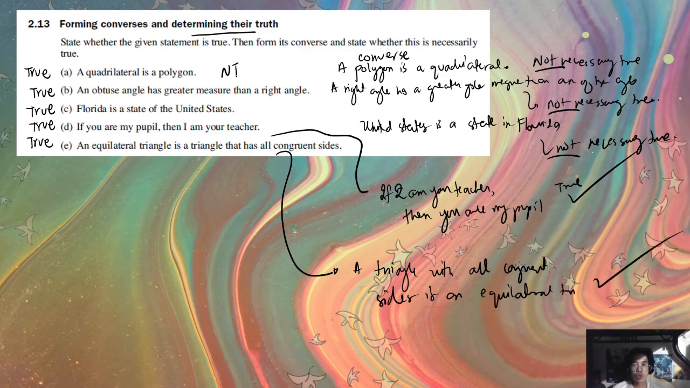So this is not necessarily true, not necessarily true, not necessarily true. This is true, and this is true. For our converse statements.